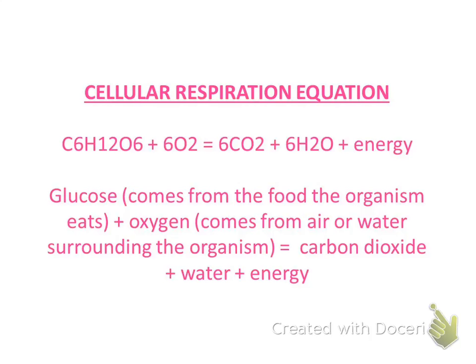If you look here and you see C6H12O6, that's the fancy way of saying glucose, which comes from the food the organism eats. Plus O2, which is oxygen, which comes from the air or the water surrounding the organism. So if we're talking about a fish getting the oxygen from the water, or us getting the oxygen from the air, depending on what organism, they're going to get it from their environment.